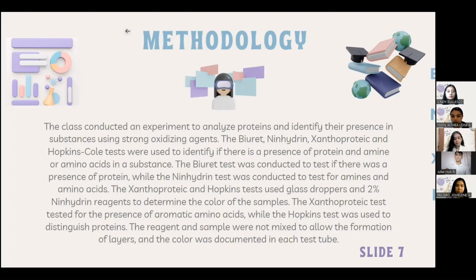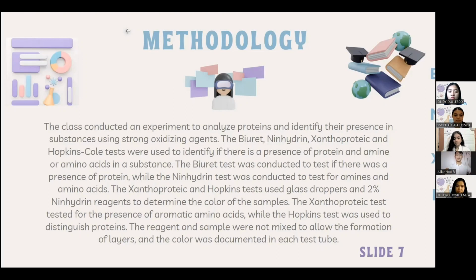In the ninhydrin test naman, the samples that were tested for amines and amino acids were distilled water, proline, asparagine, glycine, and albumin. In this test, 1 ml of each sample was drawn and added to a dry test tube. Droppers were used to add 2% ninhydrin reagent to all samples before being placed in a water bath for a few minutes to observe the color that would appear. And for the xanthoproteic and Hopkins-Cole test, Mr. Jullar, please continue.